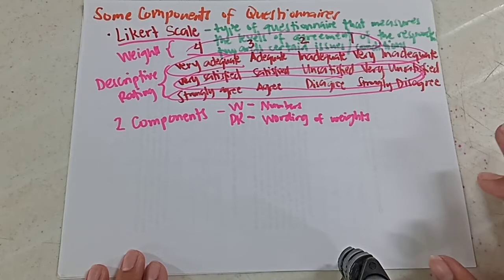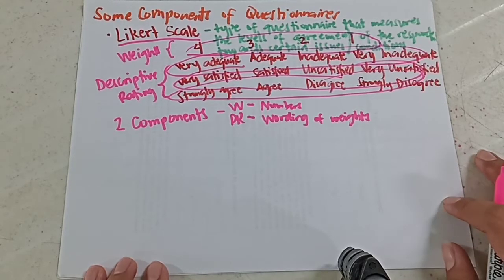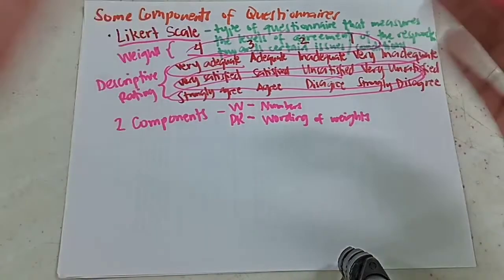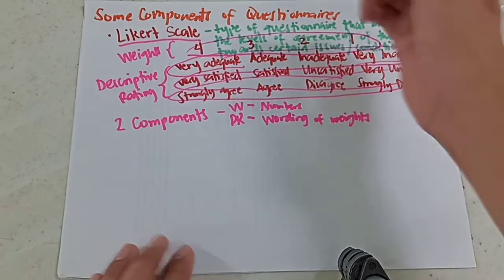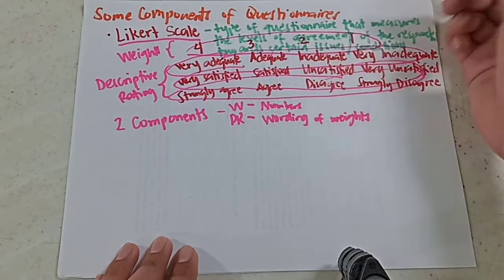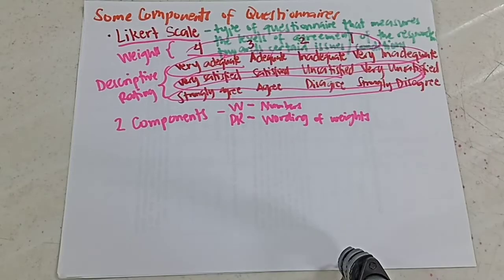Now, how does a Likert scale work? We know that this is the Likert scale, but how does it work in research? Do we just have to rate our level of agreement? Do we just have to check if we are very adequate, inadequate, etc.? Now, I will try to explain how the Likert scale works in a way that it can be used in research. So how does it work?